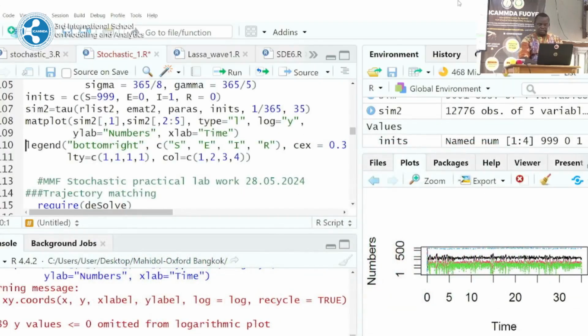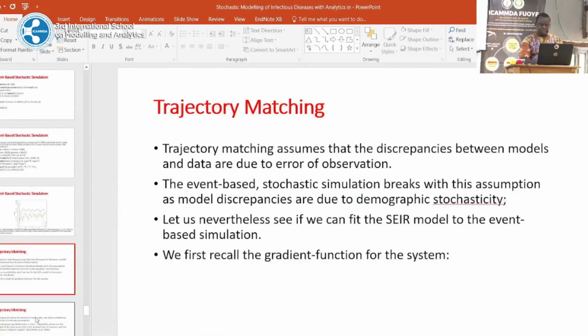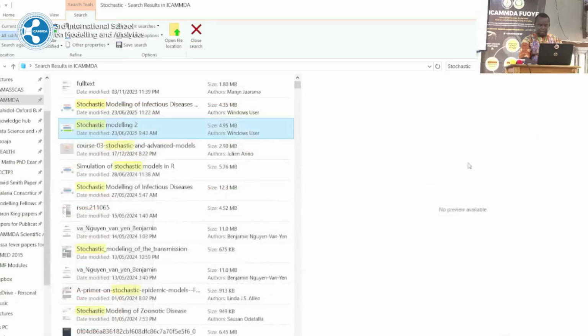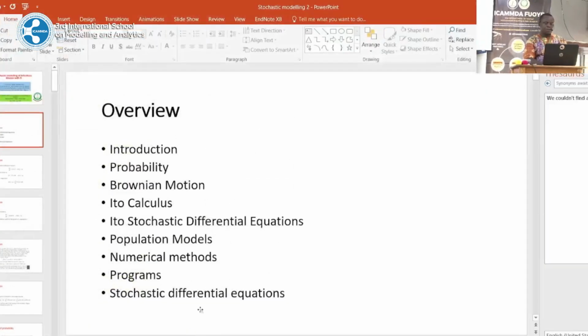Now we need to move forward. I want to quickly discuss stochastic differential equations.